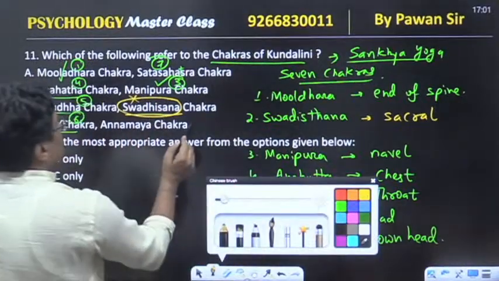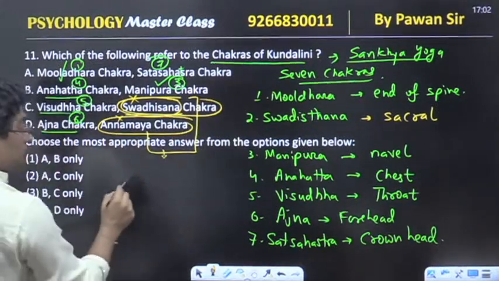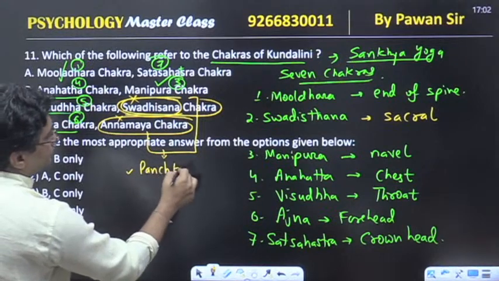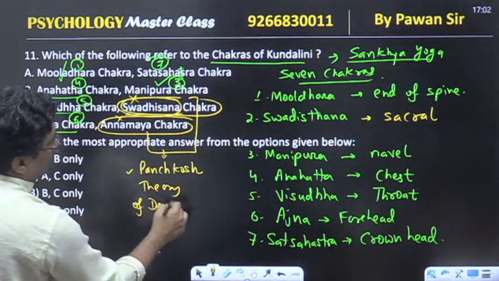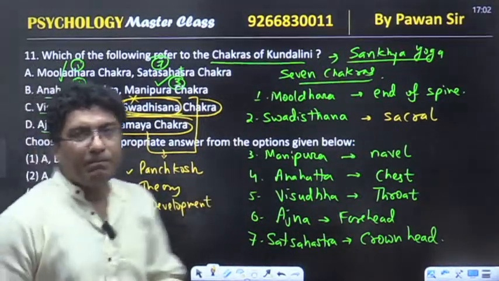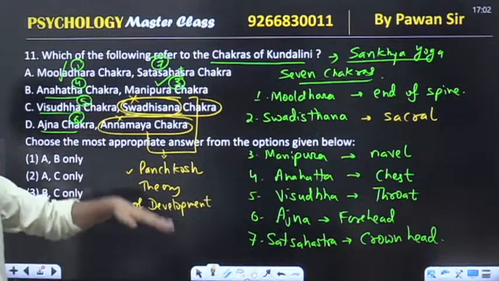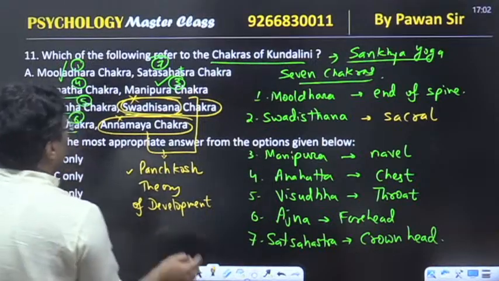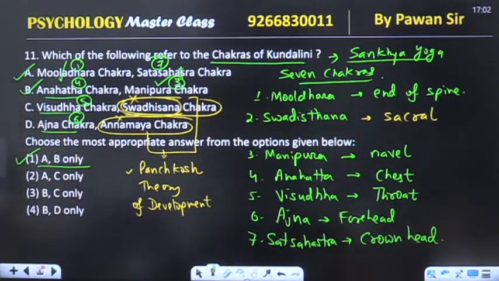And these two things, Annamaya chakra and Swadhisthana chakra, are part of the developmental chakras of the Panchakosha theory, the 5 layers or sheaths of development. So they are part of another theory. If we have to see which of the following refer to the chakras of Kundalini, the correct answer will be A and B. So the answer will be the first one.